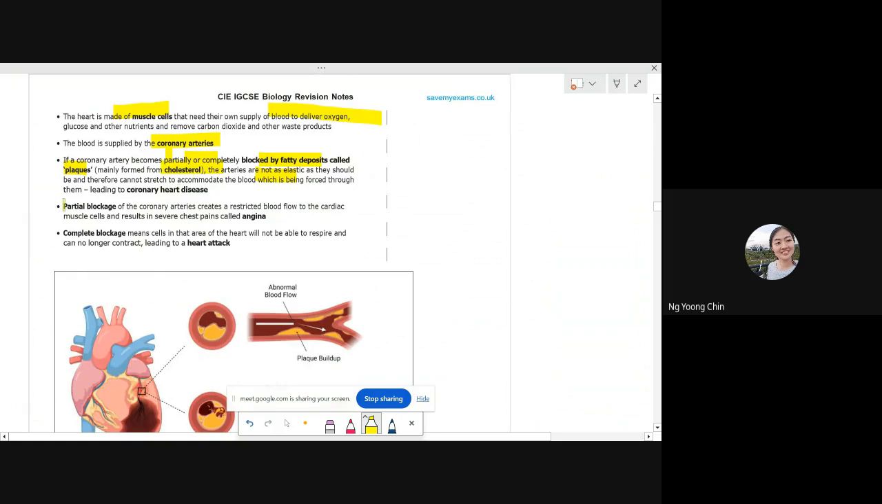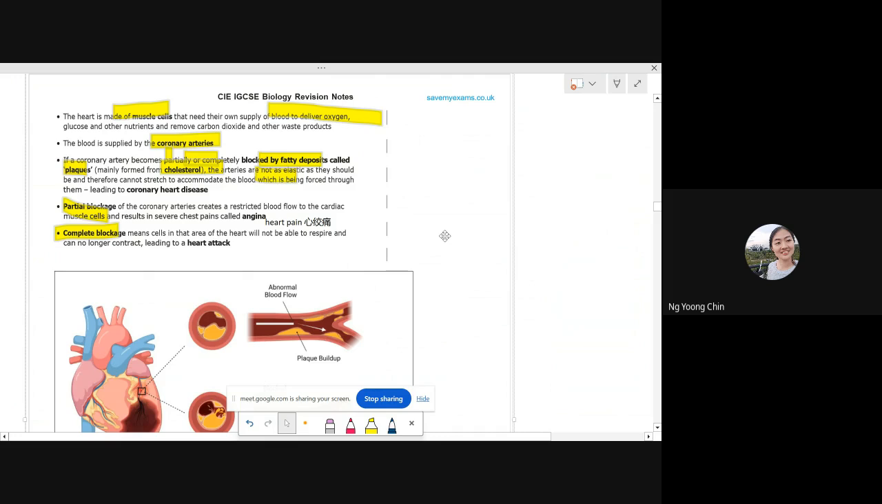Okay, so this blockage by the plaques, which is by the fatty deposit of plaques, we call it partial blockage and complete blockage. So in the partial blockage, what happens is the coronary artery creates a restricted blood flow to the cardiac muscle cell and results in severe chest pain or angina. What is meant by angina? Angina is this one. Heart pain. Okay, it refers to heart pain. In the Chinese term, it's like this. This is called angina.